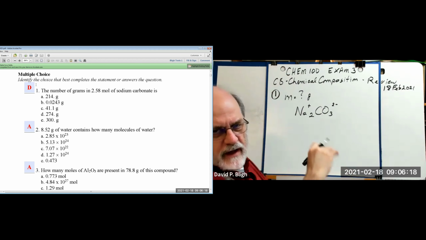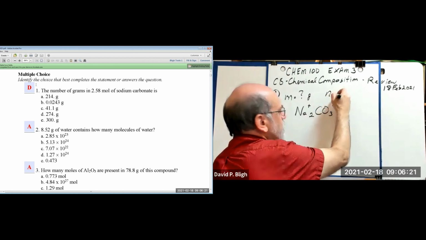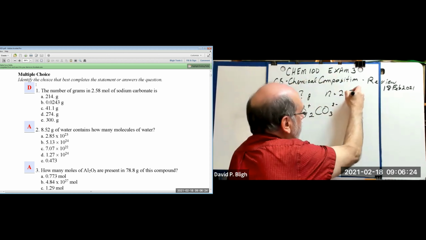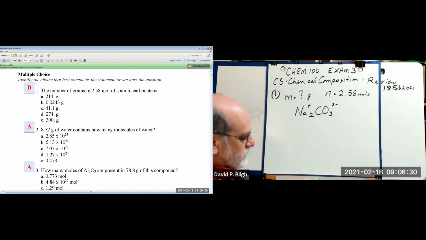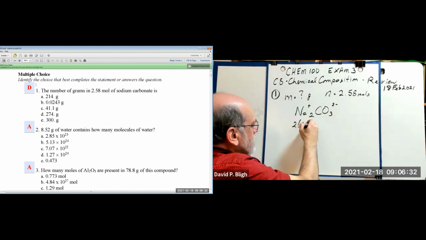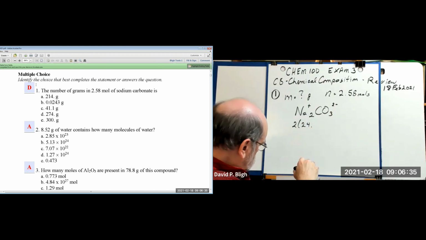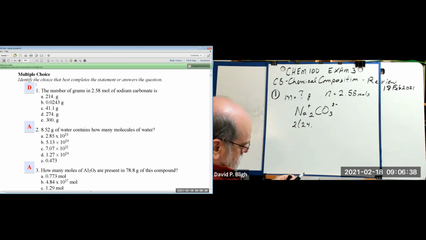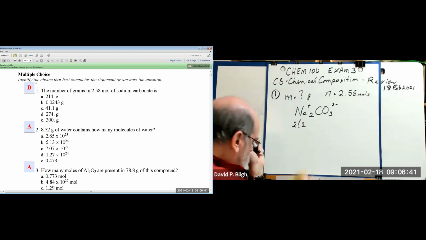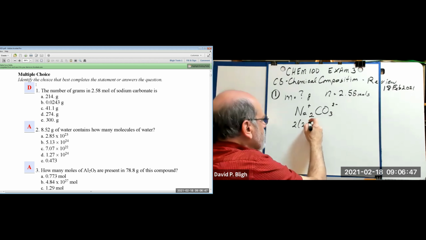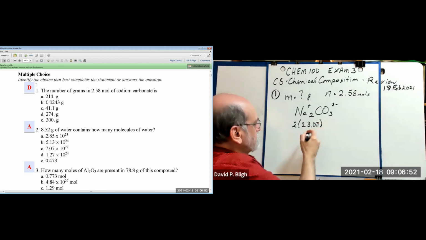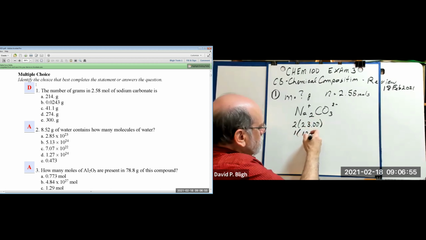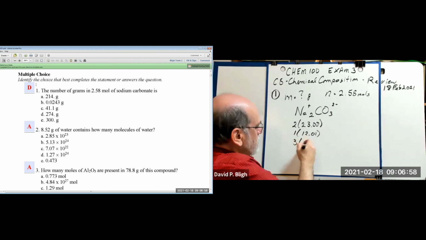Well, other things that are given, I forgot to do that. So the number of moles equals 2.58. Okay, so we need to know the molar mass of sodium. So I need 2 times 24.3, is it? No, excuse me, 23.0. I'm thinking of magnesium. 23.00, rounded off to 2 decimal places. Then you have 1 carbon. Then you have 3 oxygens.